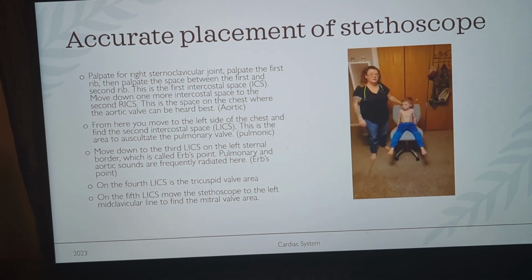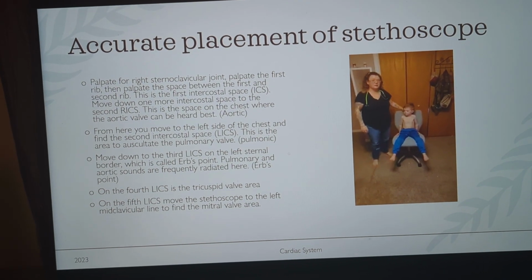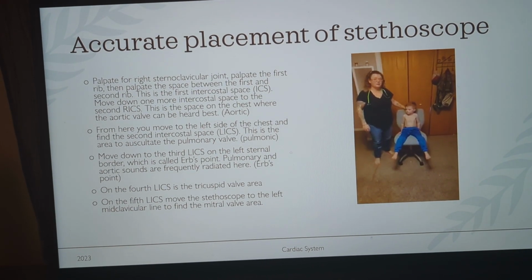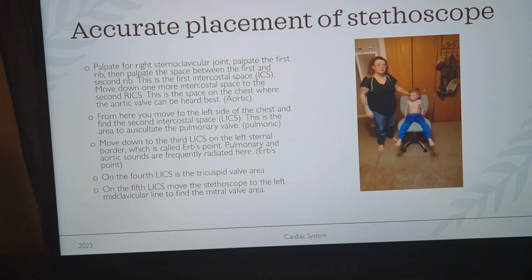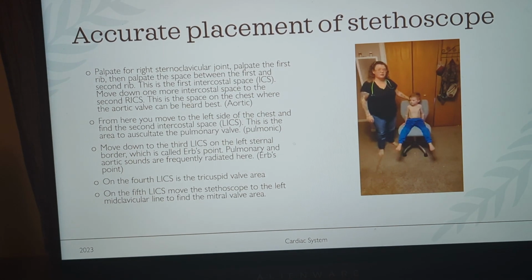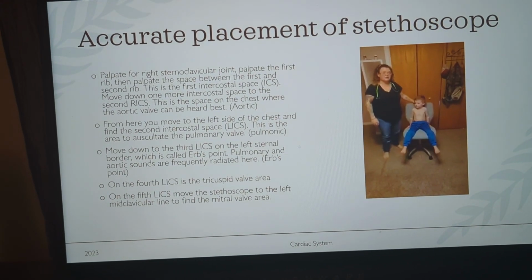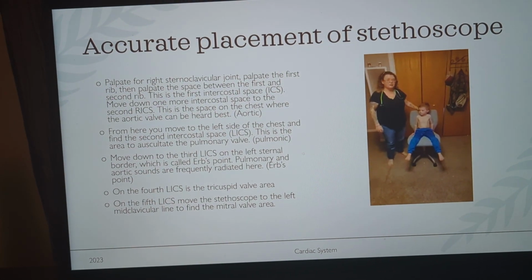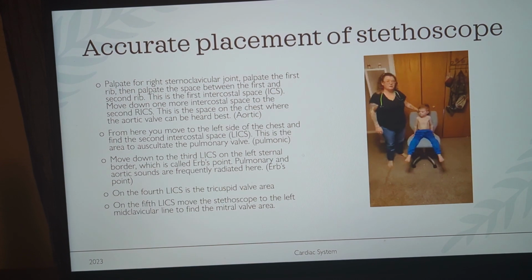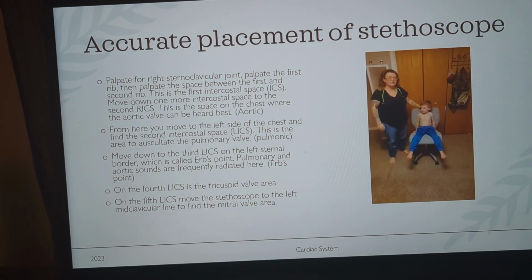For the aortic point, you're going to palpate for the right sternoclavicular point, palpate the first rib, then palpate the space between the first and the second rib. This is the first intercostal space. Move down one more intercostal space to the second right intercostal space, next to the sternal border. This is the space on the chest where the aortic valve can be heard the best. So this is the aortic point.